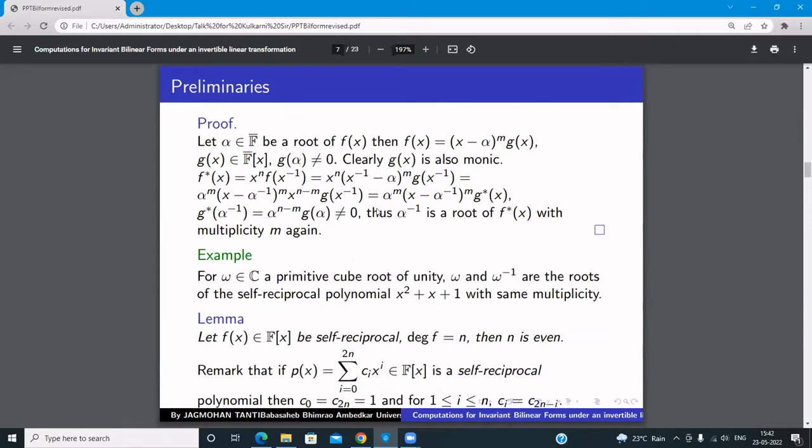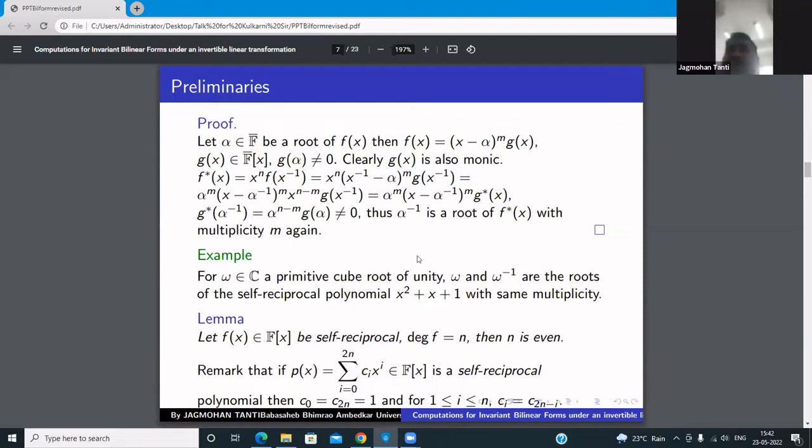Professor Kulkarni has a question. Yes, sir. One should be able to describe all self-reciprocal polynomials over any field. You can say that. Over any field, yeah.